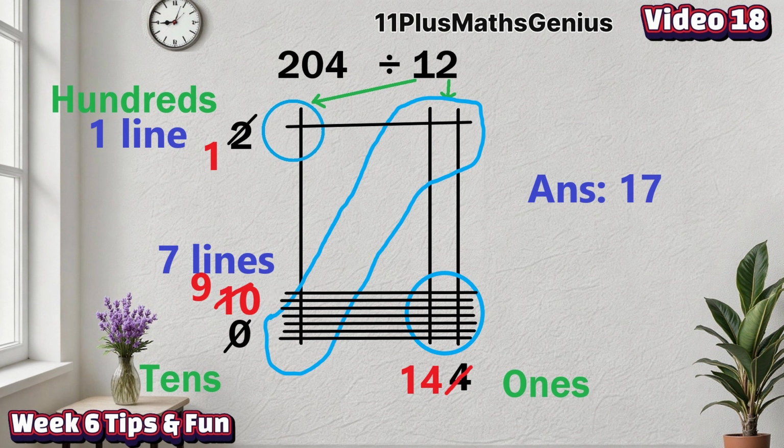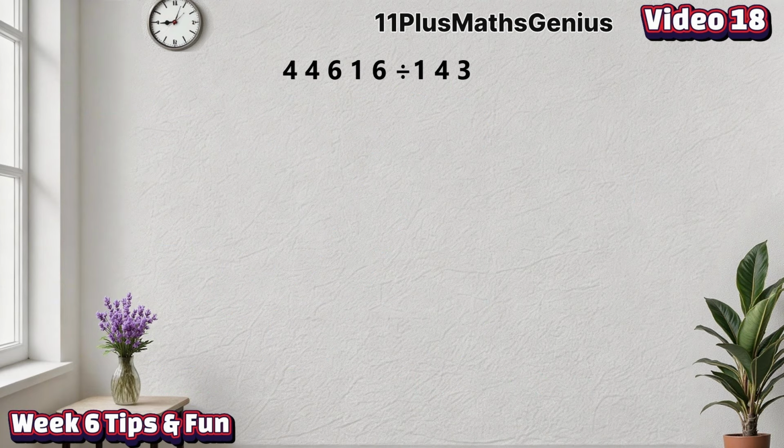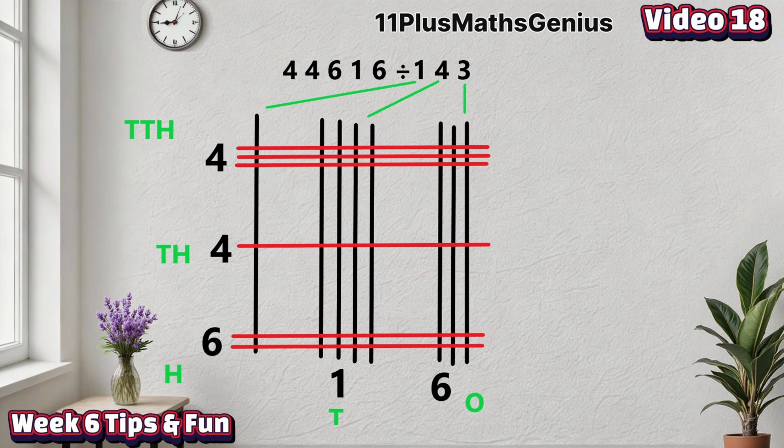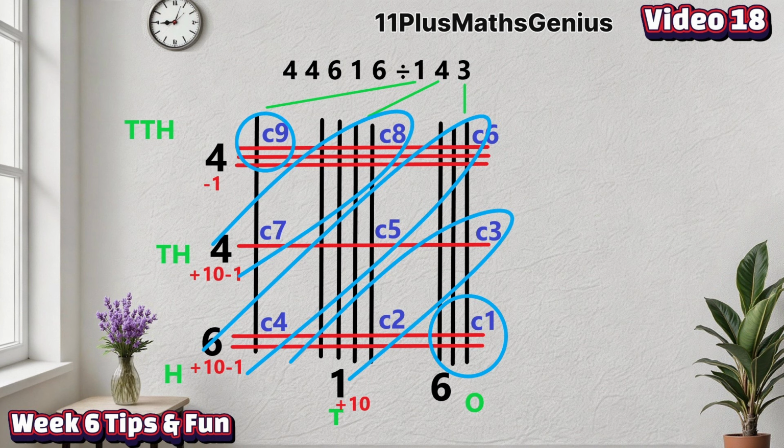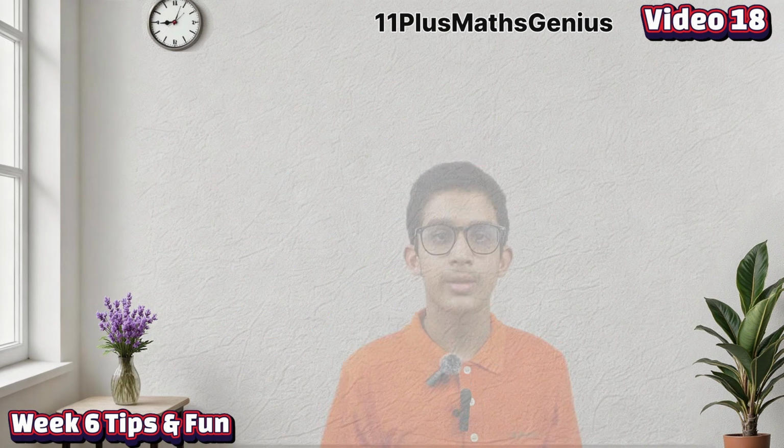The further we go, the more complex it will be. However, let me show you the diagram for division by a 3-digit number. 44616 divided by 143. The final diagram looks like this. For ones, we count C1 points. For tens, C2 plus C3. For hundreds, we count total points of C4, C5 and C6. For thousands, C7 and C8. And finally, for 10,000s, we count only C9 points. The answer is 312. Thank you for watching.